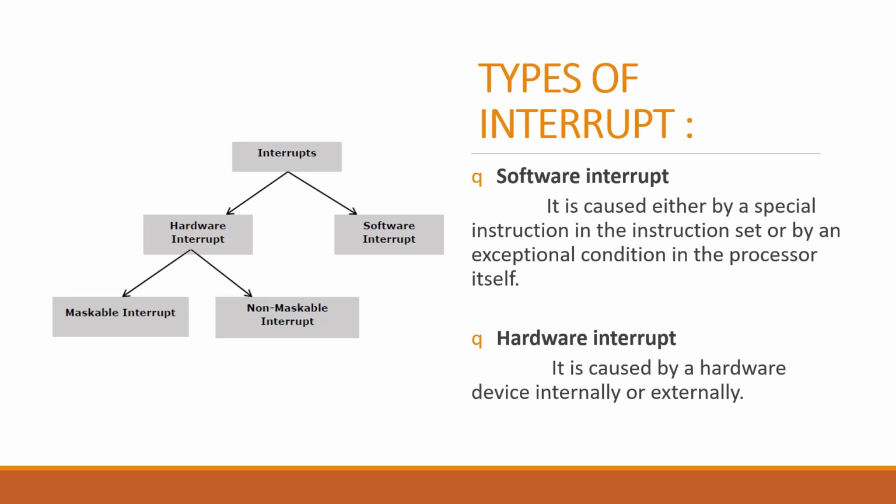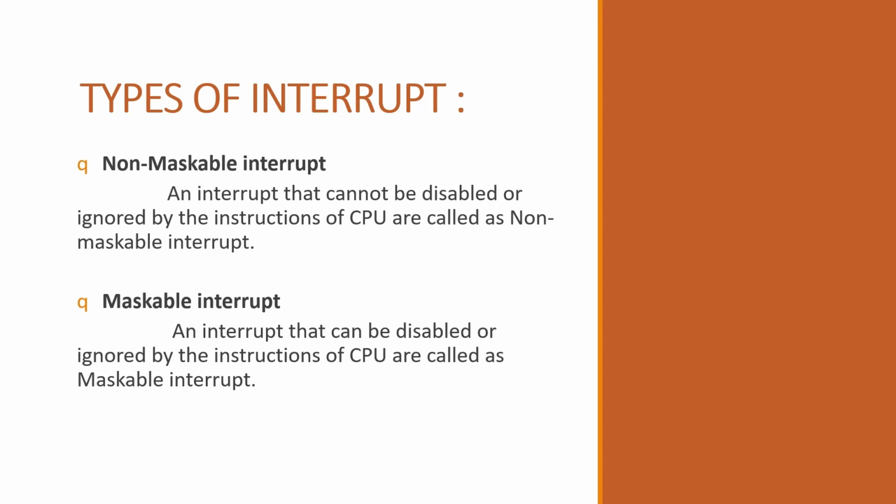There are two types of interrupts: software interrupt and hardware interrupt. A software interrupt is basically an interrupt given by coding. A hardware interrupt is caused by an external or internal device. The hardware interrupt is further divided into two types: maskable and non-maskable. Non-maskable interrupts cannot be disabled by the CPU, but maskable interrupts can be disabled or ignored by the CPU.